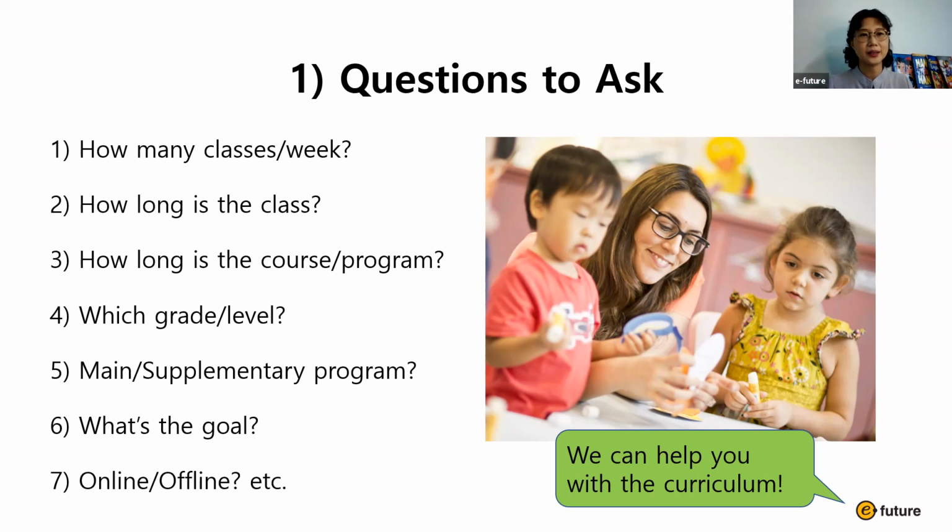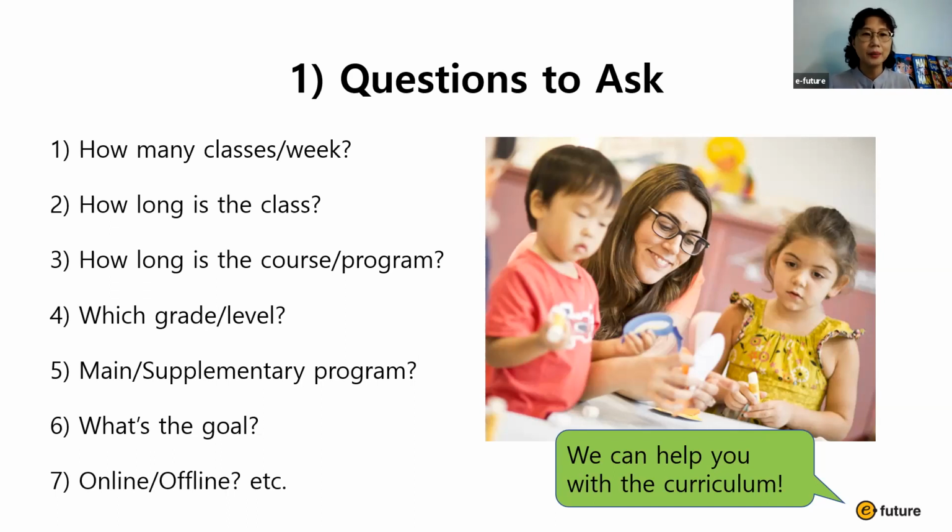Number 2, how long is the class? Is your class 40 minutes, 45 minutes, or 50 minutes? Number 3, how long is the course or program? Some schools have a 3 months program, sometimes 6 months, sometimes 1 year. Number 4, which grade, which level? So you have to think about your students.